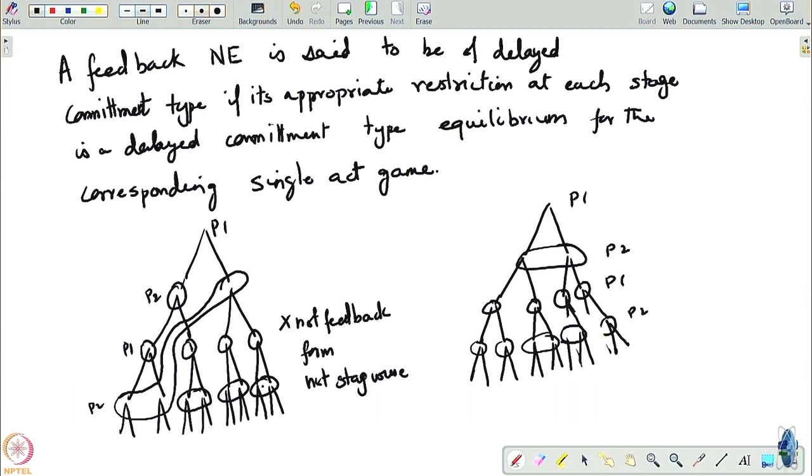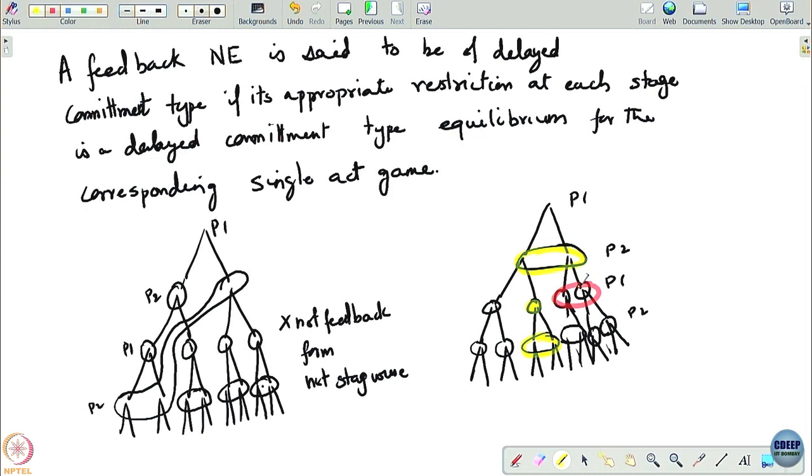But this kind of thing is not a problem. Remember, there is no problem with having an information set like this, because it's part of the single act game starting from this particular node here. Likewise, this is also not a problem. Player 2 is not the first acting player at this stage, so player 2 can have imperfect information there. Similarly, you can't have something like this, because then at this stage player 1 is confused about what had happened in the previous stage.